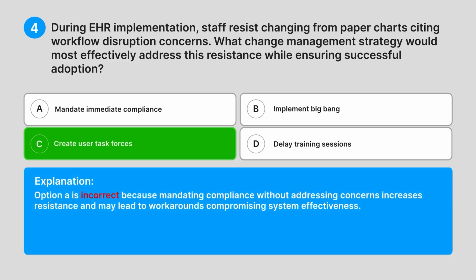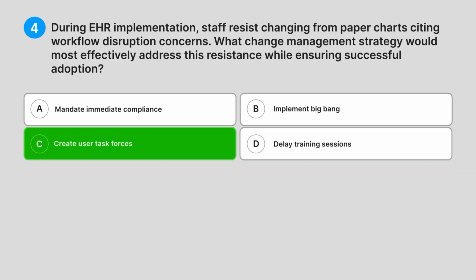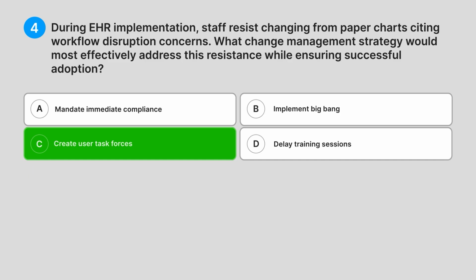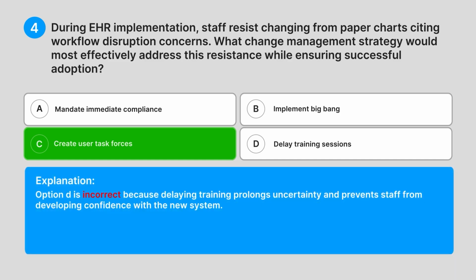Option A is incorrect because mandating compliance without addressing concerns increases resistance and may lead to workarounds compromising system effectiveness. Option B is incorrect because Big Bang implementation intensifies disruption and resistance by changing everything simultaneously without gradual adjustment. Option D is incorrect because delaying training prolongs uncertainty and prevents staff from developing confidence with the new system.